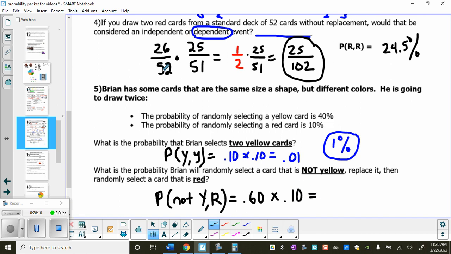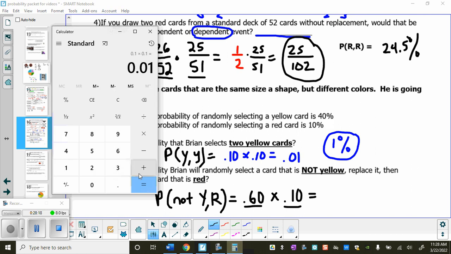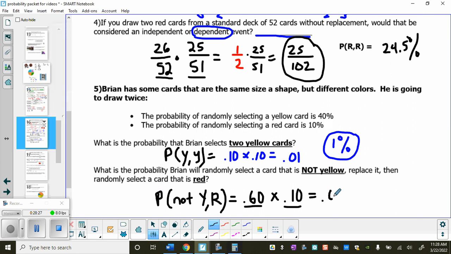So earlier in the video, I've shown you that you're multiplying the fractions. It is also the same as multiplying the percents or decimals here. So we're just going to do now the 0.6, the 60% that are not yellow, times the 10% that were red, and that's a 0.06. So there's a 6% chance that this would happen.